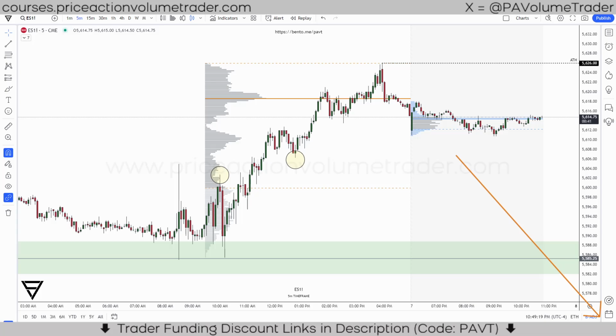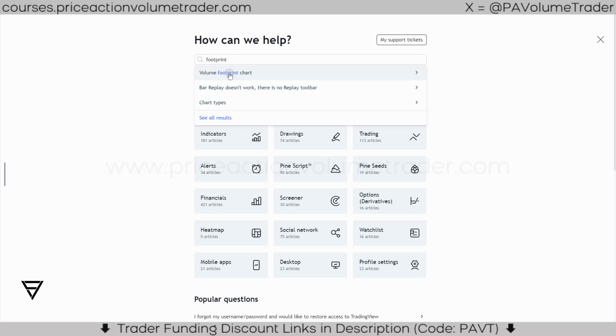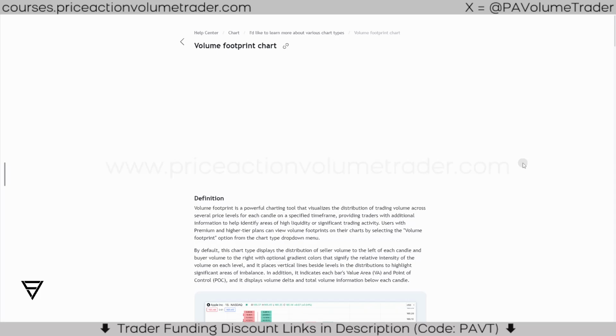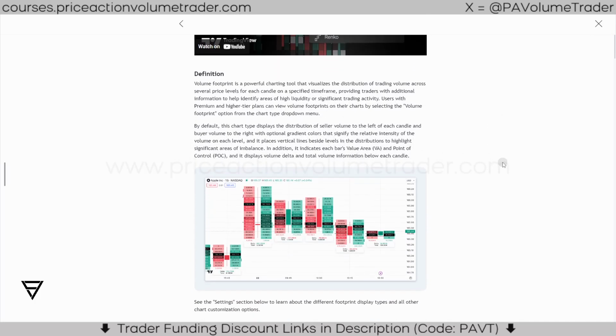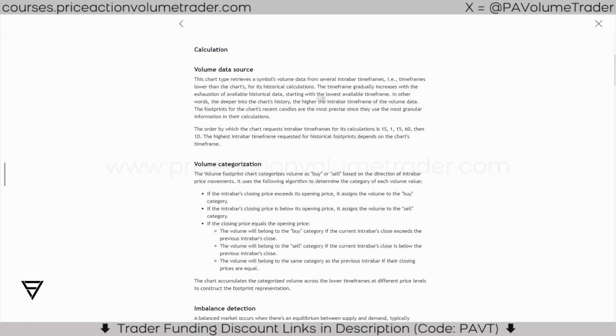question mark. So if you hit that question mark, you're going to go into their support area, and so you just put footprint in search, and then right here the first result that says volume footprint chart, you're going to click that, and this is going to take you into TradingView's complete information on the indicator. Okay, and the only part that I'm going to talk about here is this part here, which is the most important: volume data source.